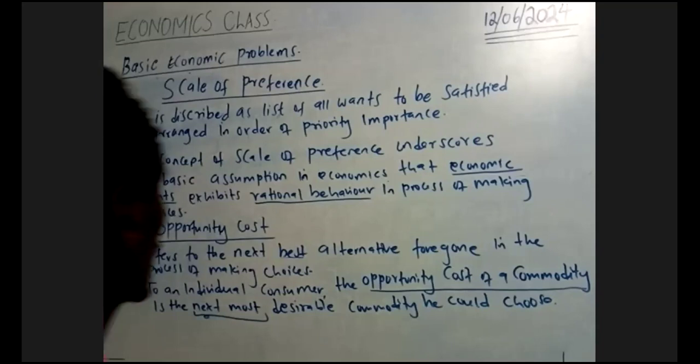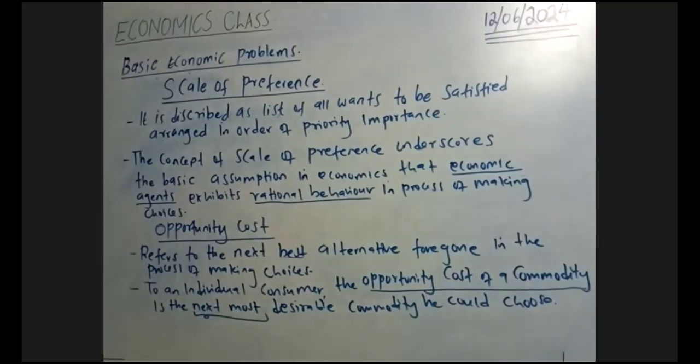So those are the two items of the basic economic problem. We are remaining with the last one, which is about the production possibility curve.